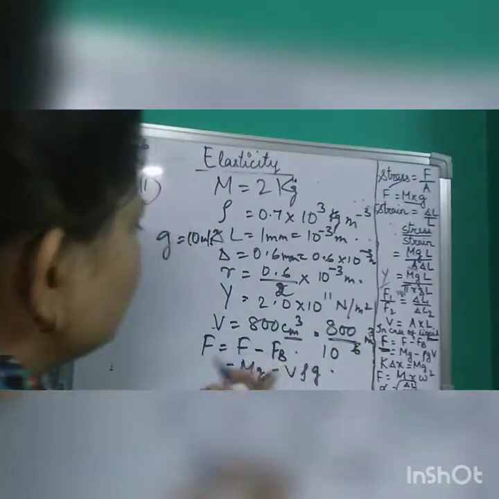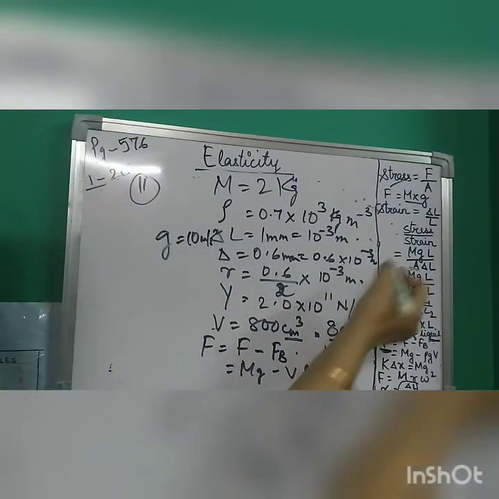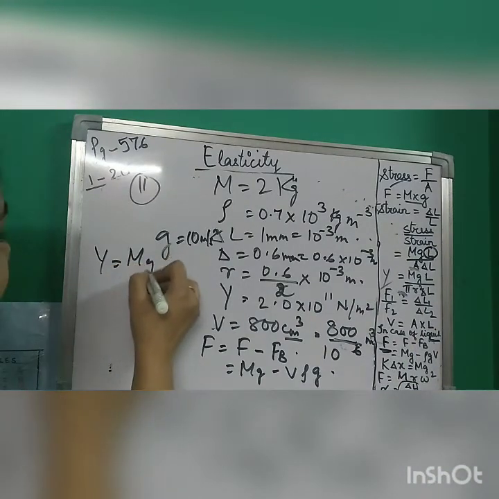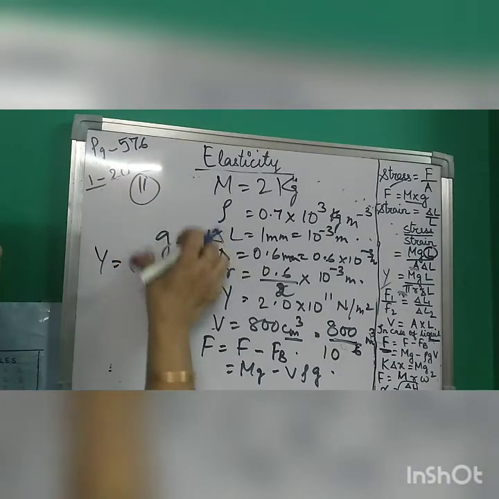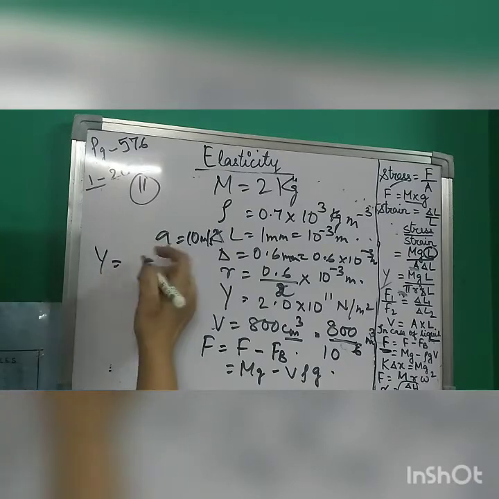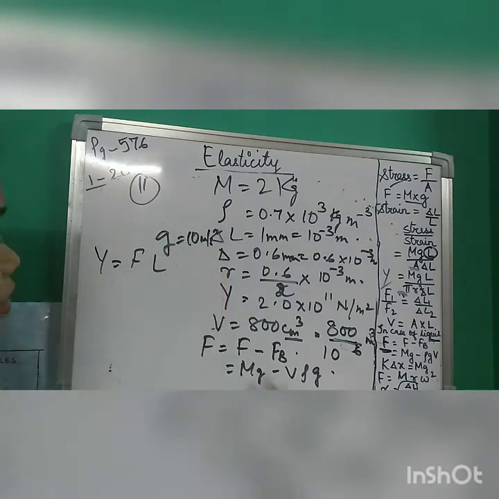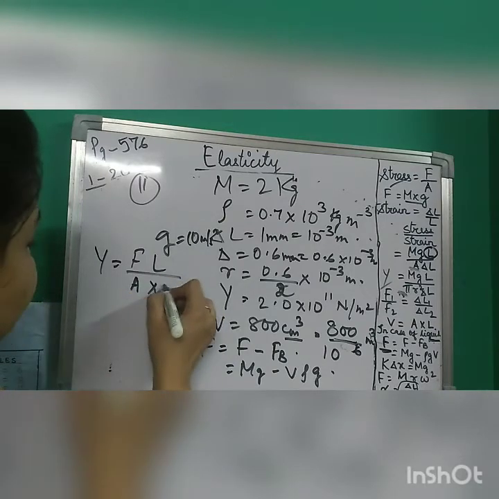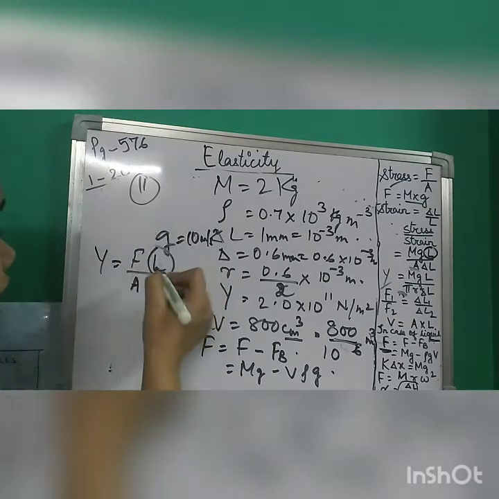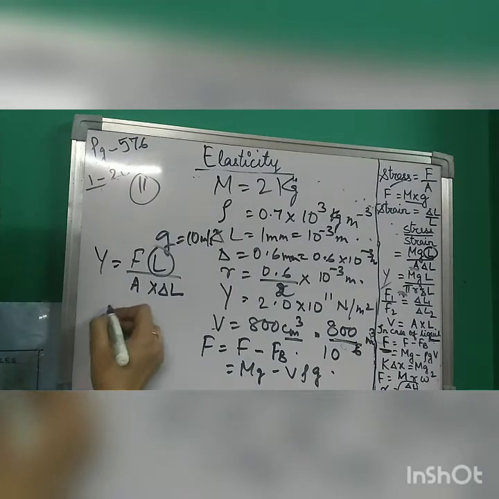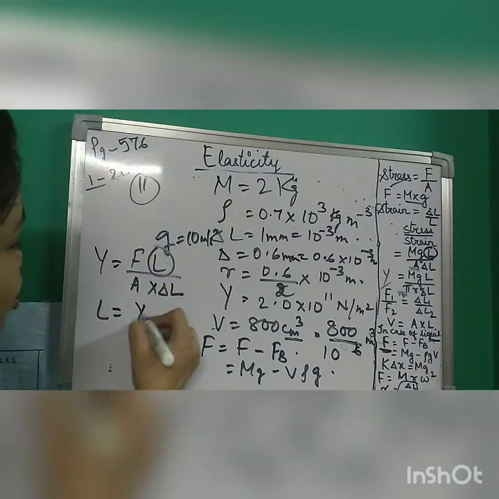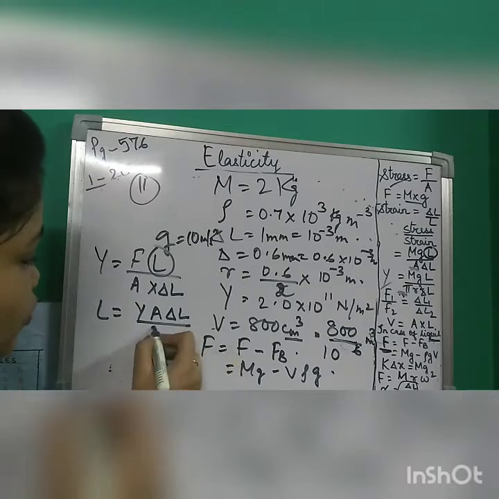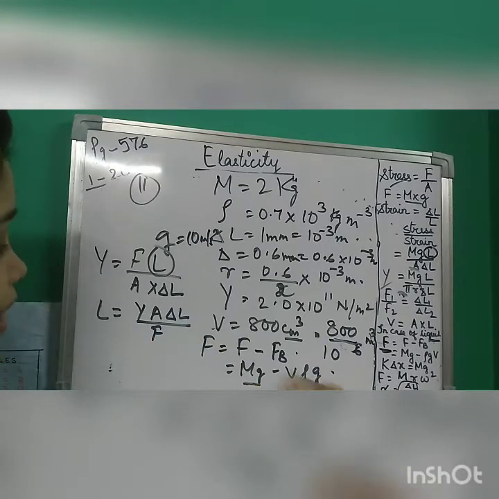Now it becomes easier. So L we have to find out. What is our formula? Y is equal to, or rather I will not write mgl, I will write FL, because here the force is different. FL by A into delta L. So we have to find out L. L is equal to Y A delta L by F. Here F is mg minus V rho g.